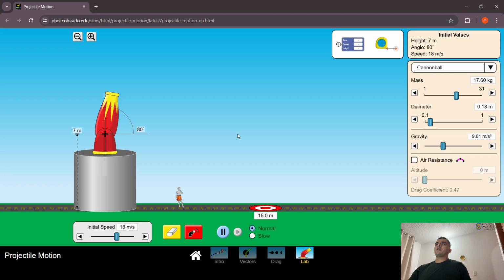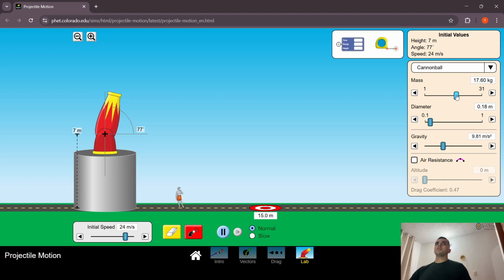To start, I configured the simulator with different settings. I tested angles from 70 to 85 degrees, moving down and up the barrel of the cannon. Also, the initial speed was set and tested from 15 to 24. The maximum test was 24 meters per second, and the height was established up to 7 meters for the position of the cannon. I also changed the mass and the diameter of the cannonball.